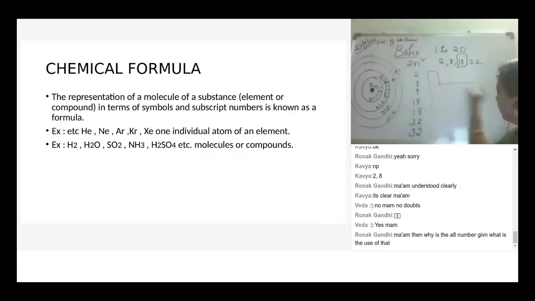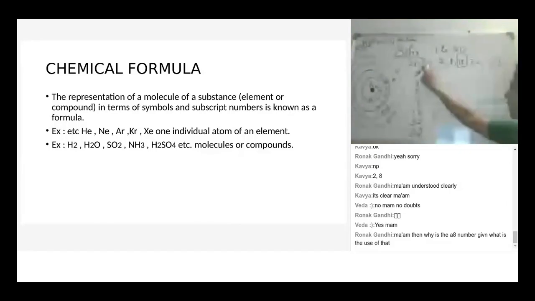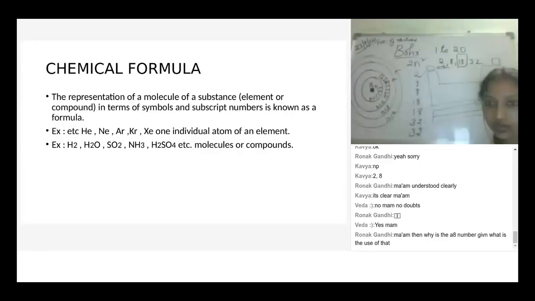You know the periodic table? This is the periodic table in general. The first period consists of two elements, hydrogen and helium. The second period consists of 8 elements. The third period also consists of 8 elements. The fourth period has 18, and 18. If you see the remaining, 32 and 32.